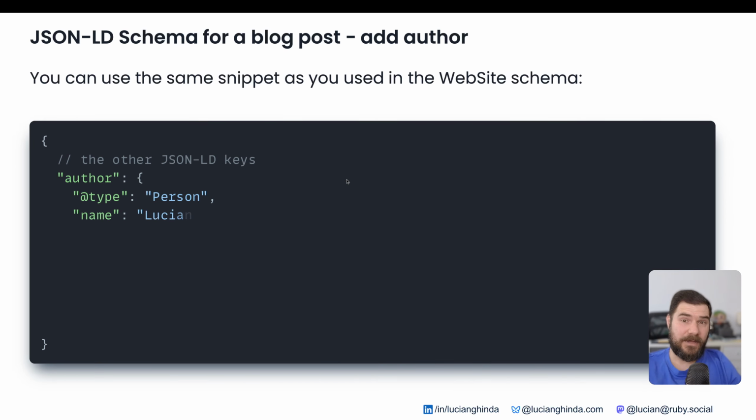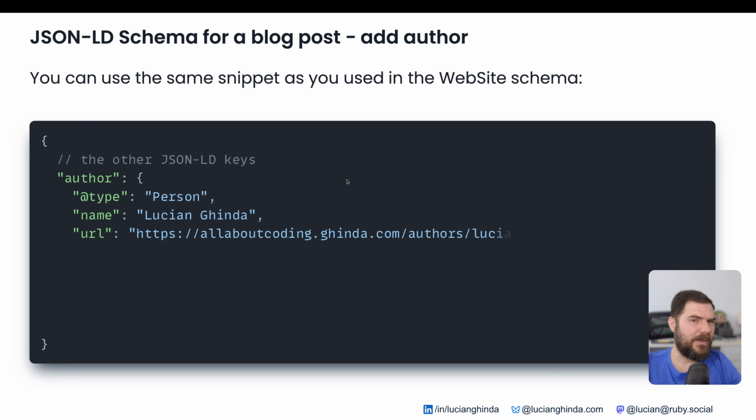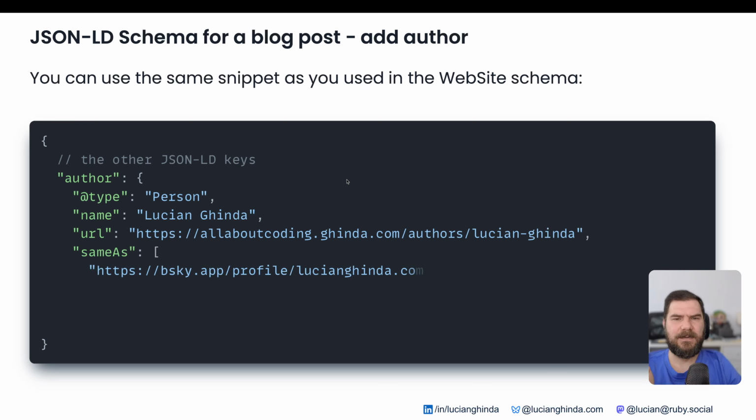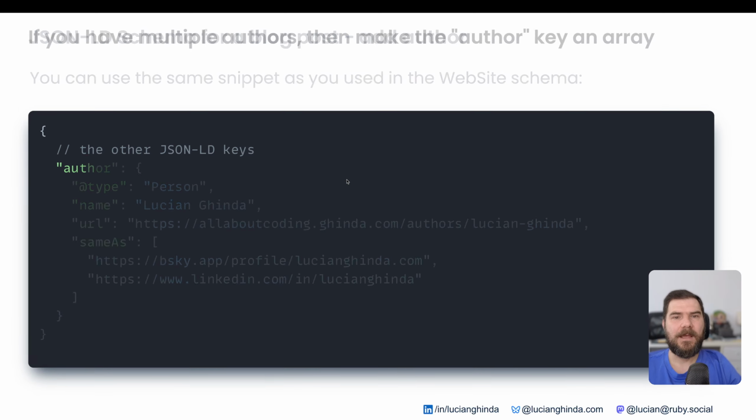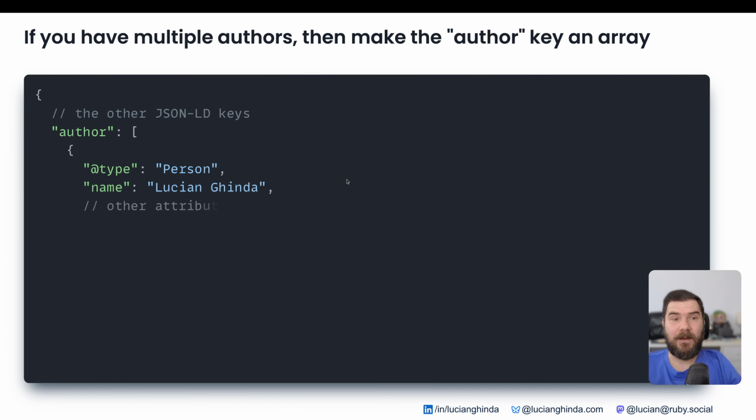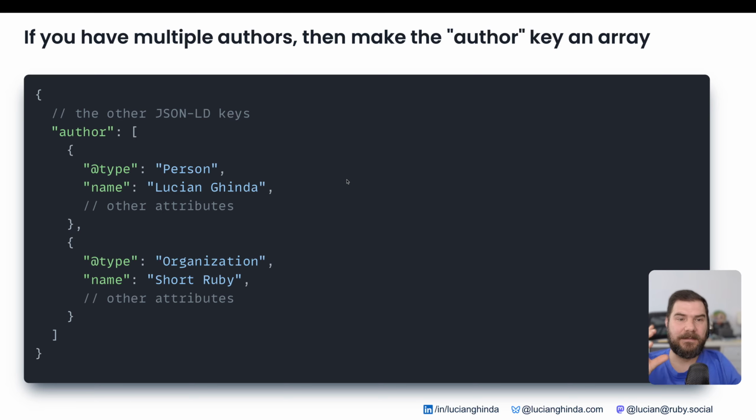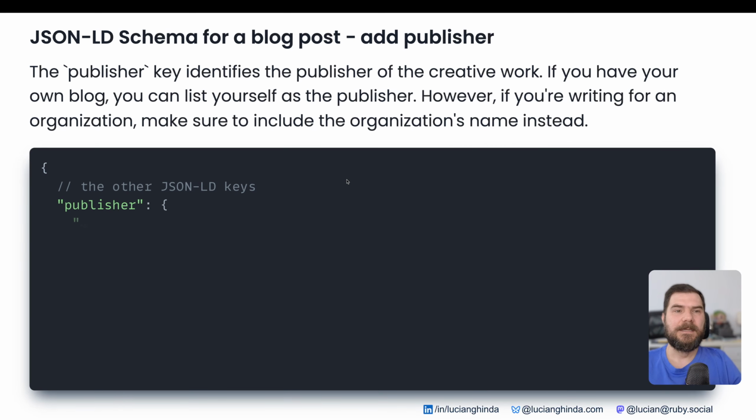And then you should add inside this BlogPosting an author. You can use the same kind of snippet or the same keys as we used in the website schema. But in case you have multiple authors, you can transform this author key into an array, and you can add their multiple types of persons, but also you can add type Organization if you want to say that the blog post was written by an organization and not a person.